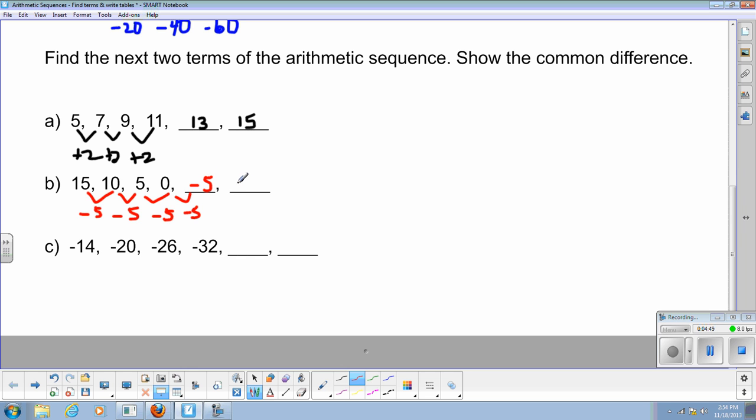And negative 5 minus 5, negative 10. So now I have one where the common difference is adding, and a second one where the common difference is subtracting. Let's look at C.